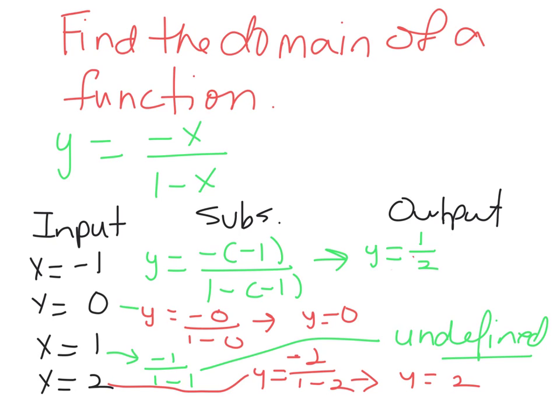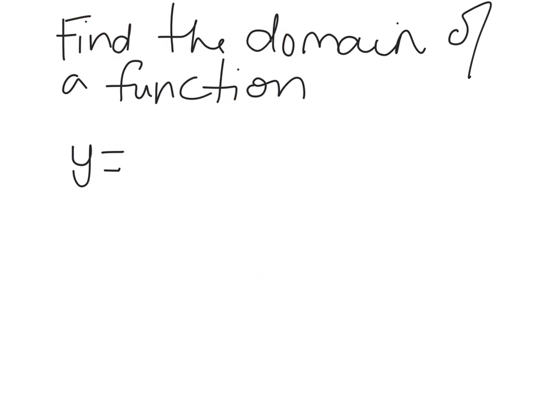And then the next example was x equals 2, and that solution is negative 2 over 1 minus 2. So if we were to answer this correctly, we would say that the domain is all real numbers except x equals 1 in this particular case. And you've done domains before, so you just have to set it up, input, and substitute in.